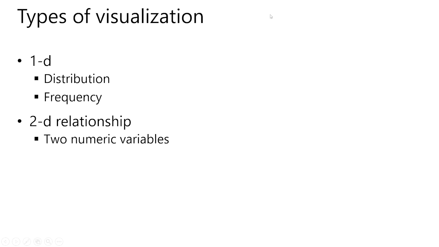We can have two numeric variables on, say, a vertical and horizontal axis. We can have a categorical and a numeric variable. So we can have a categorical variable on one axis and a numeric variable on another axis. That's very common. We'll show you lots of examples of that, and you'll work with some.